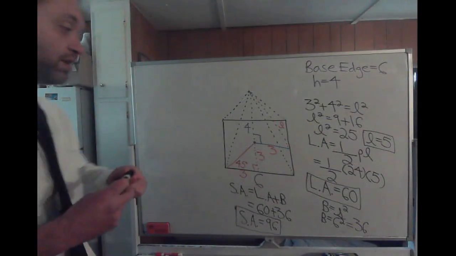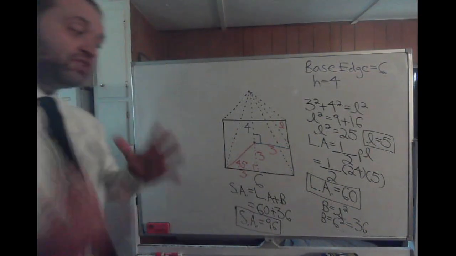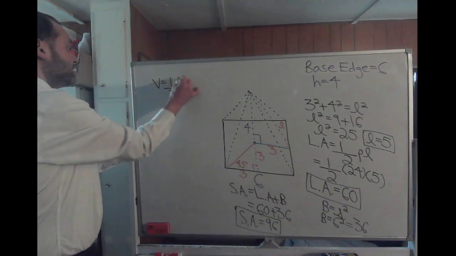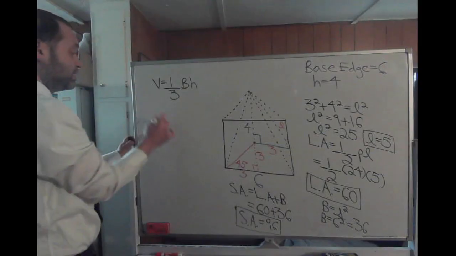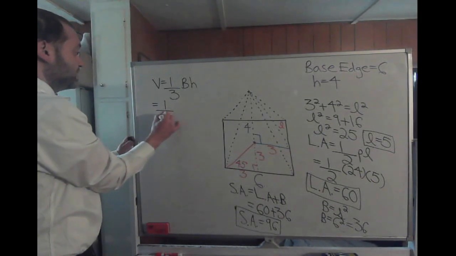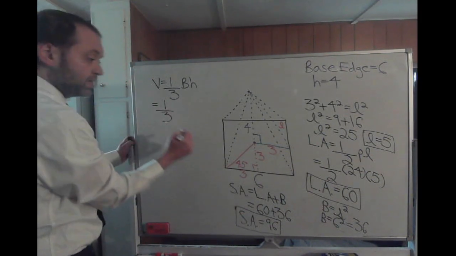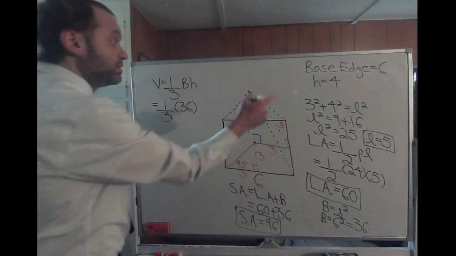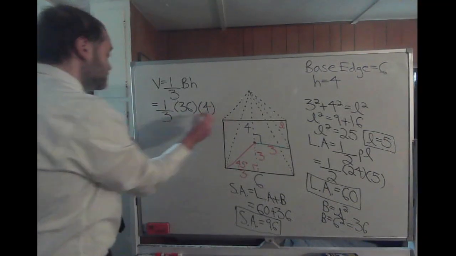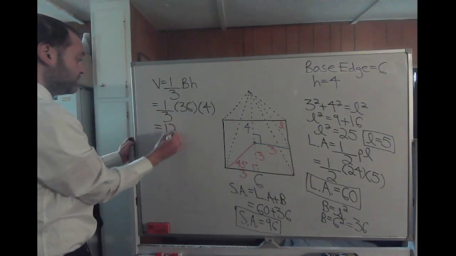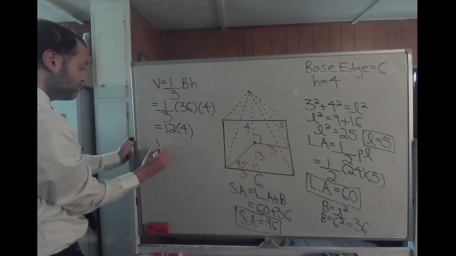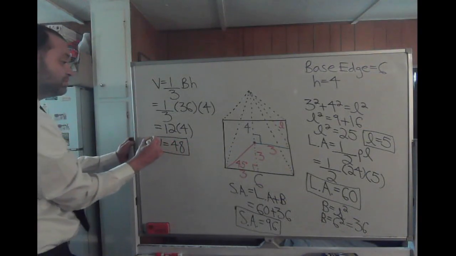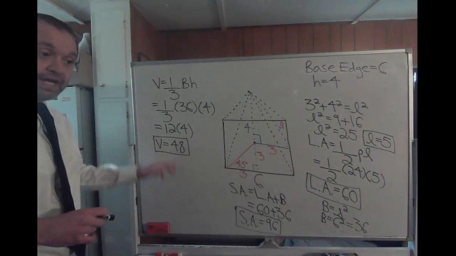So I got the lateral area of 60, the surface area of 96, I just need to find the volume. So the volume is equal to 1/3 of the area of the base times the height of the pyramid. Well, what was the area of the base? The area of the base was 36. So that'd be 1/3 of 36 times the height of the pyramid itself, which was 4. So what's 1/3 of 36? That'd be equal to 12 times 4, which means my volume should be 48 cubic units. So the volume of this pyramid would in fact be 48 cubic units.